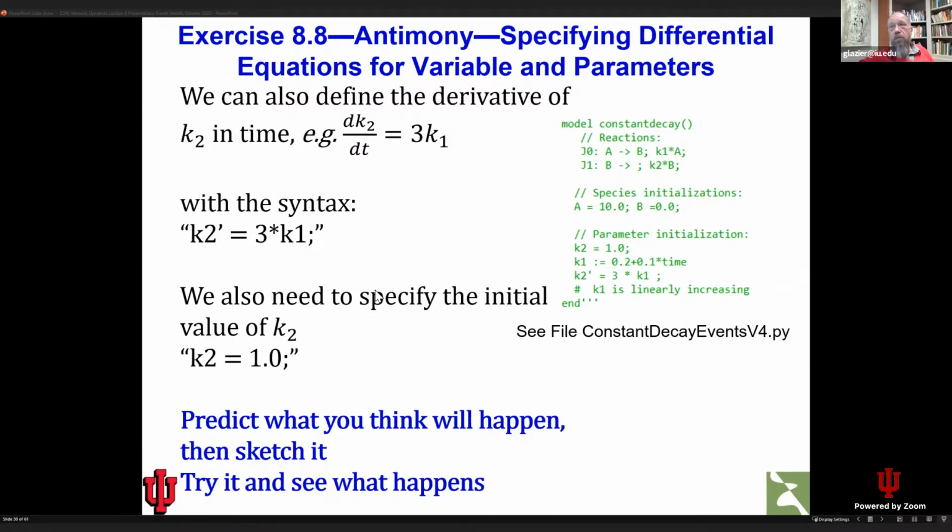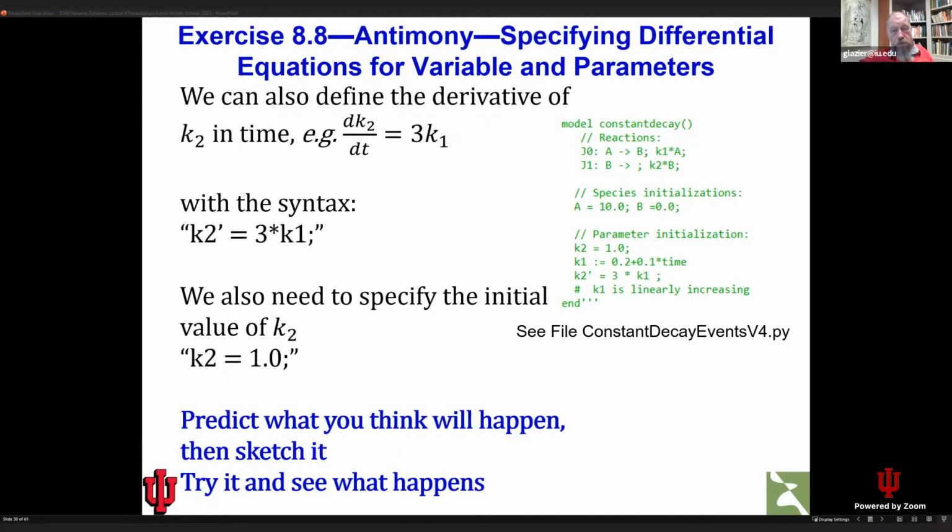So why don't people try using that syntax? You could use the example we have here, and now make K2 an ODE. So now K2 is going to change by declaring K2 prime equals 3 times K1. Okay. Why don't people try that and see what it does?